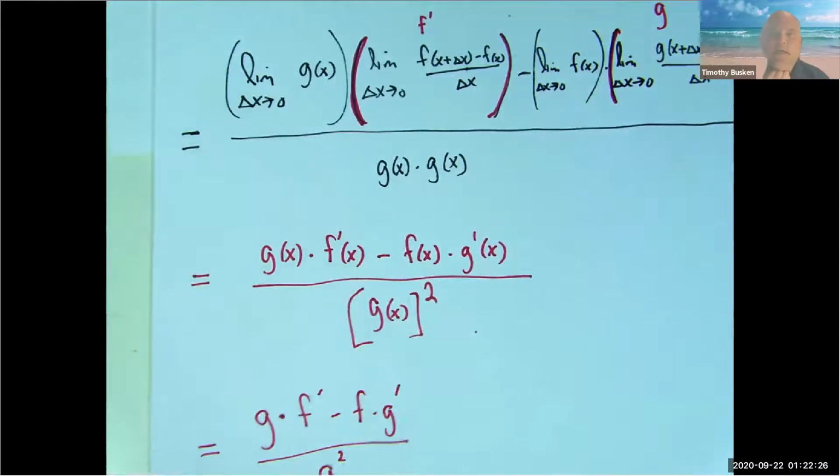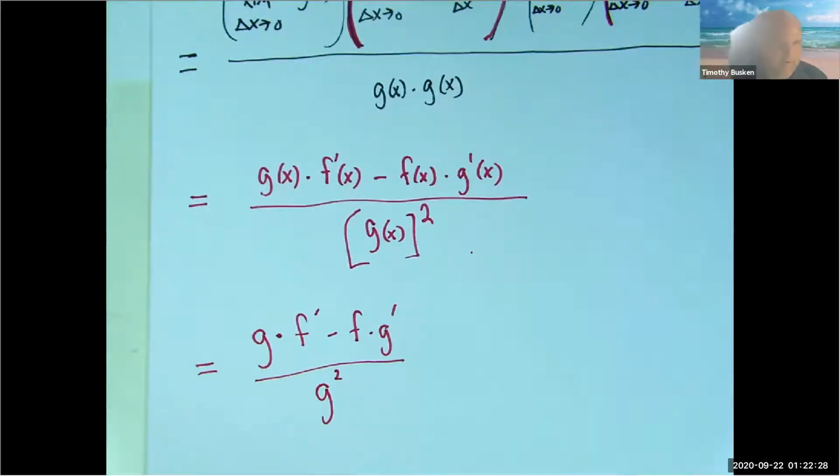Okay, so that's the nasty proof of the quotient rule. Now let's go ahead and take a look at a few more examples.